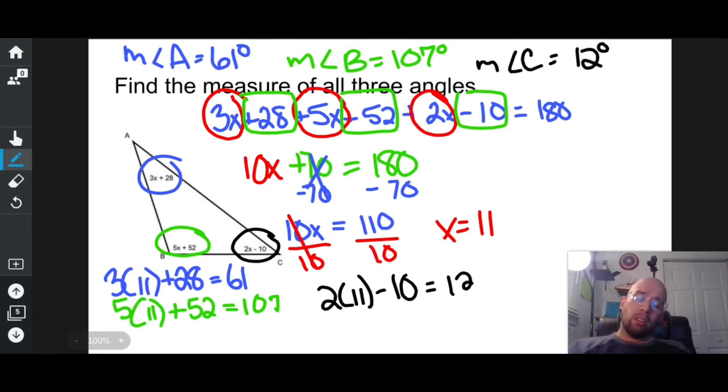I know that I did this right because if I were to add 61 plus 107 plus 12, I'd get 180 degrees. So 61 plus 107 is 168, plus 12 is 180. I did it right.